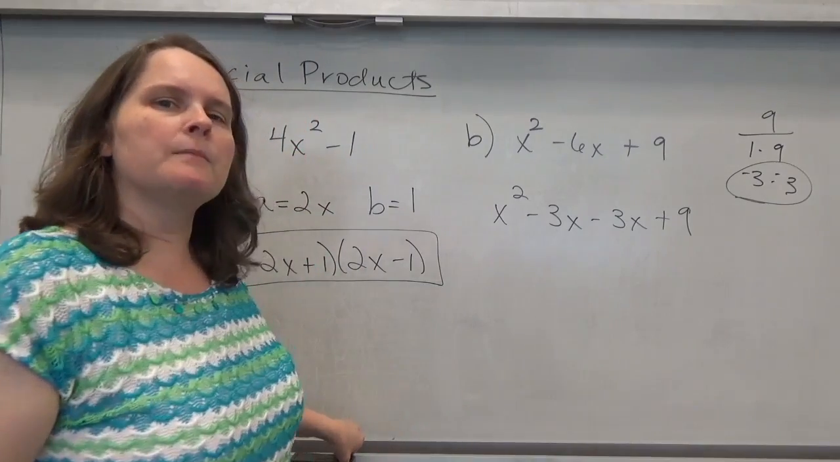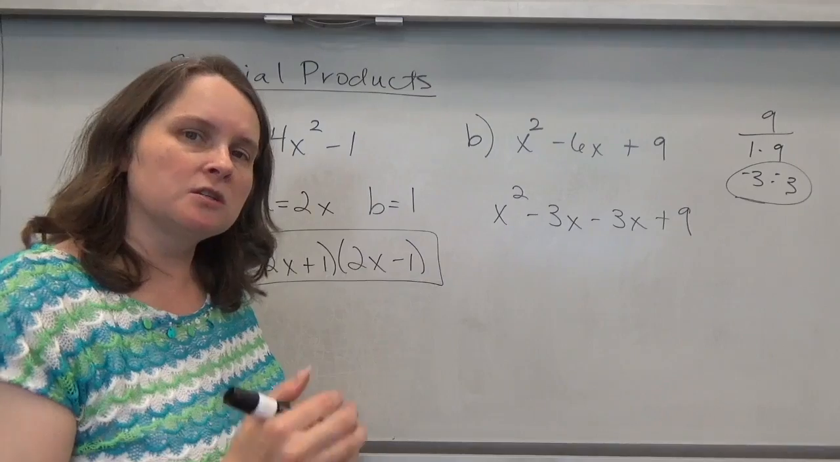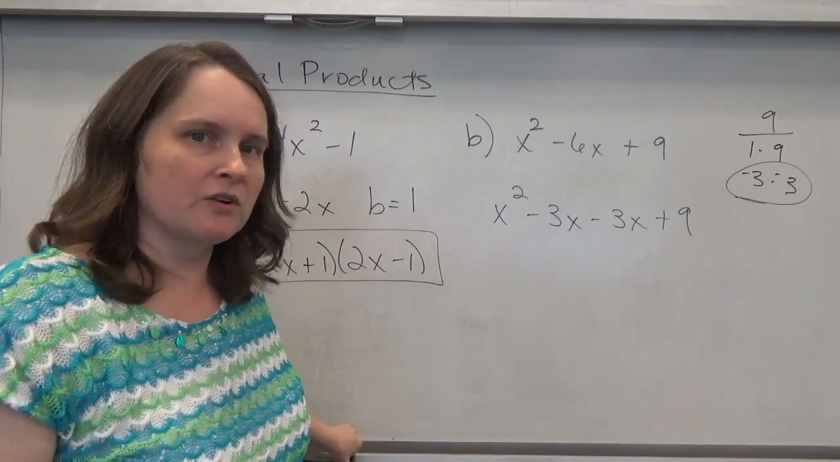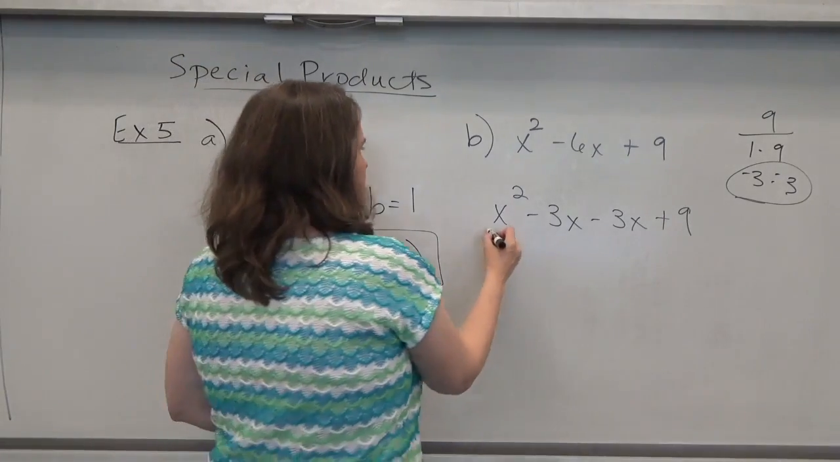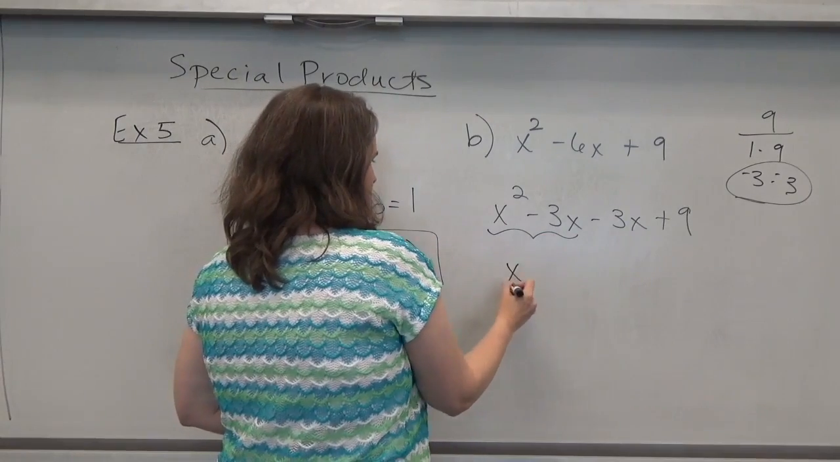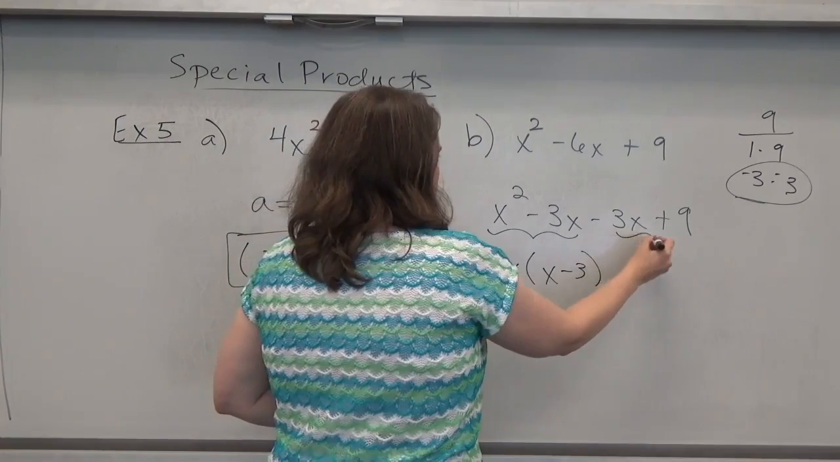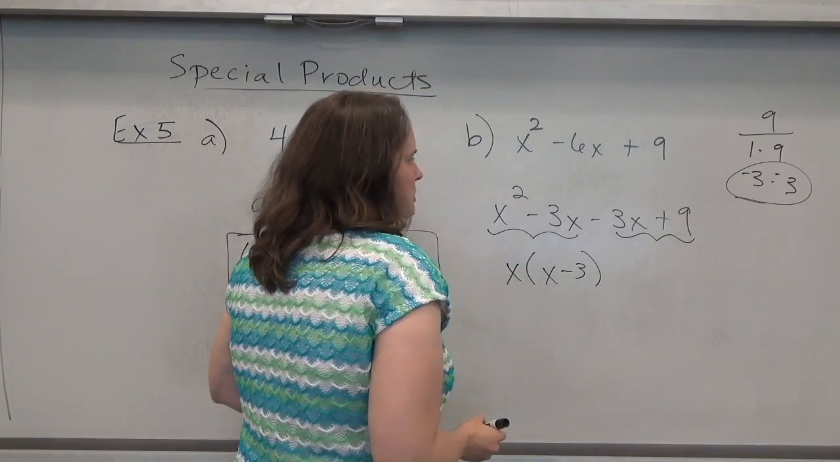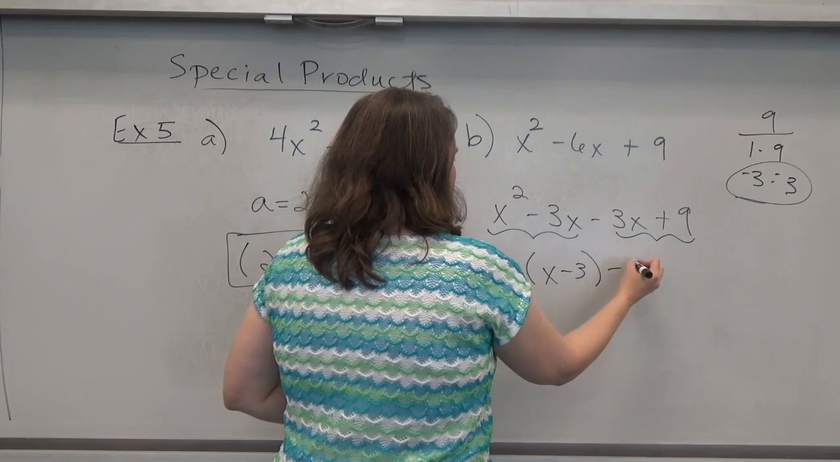Keep in mind that because this is a perfect square trinomial, when we get finished, the two binomials need to be identical at the very end of the problem. So let's see what happens. Looking at the first two terms, I can factor out a common factor of x. That leaves x minus 3. And then looking at the last two, I've got a common factor of negative 3. So we'll factor out negative 3.